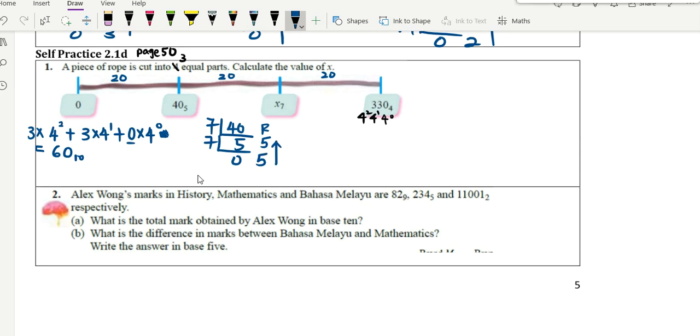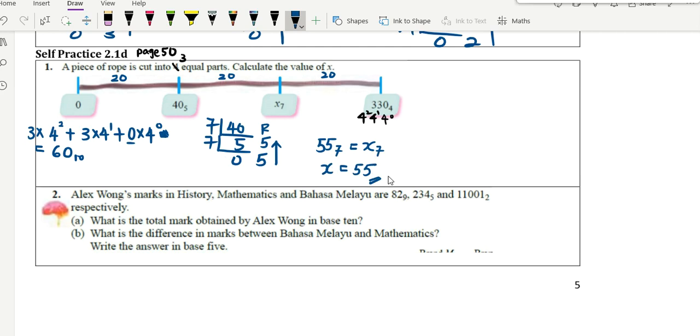From here, we know that this x equals what? It is 55 base 7, so x equals 55 in base 7. This is the value of x.